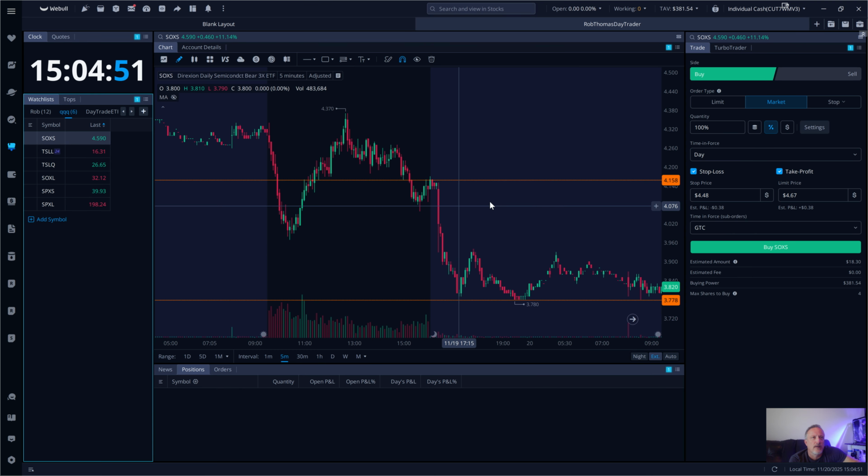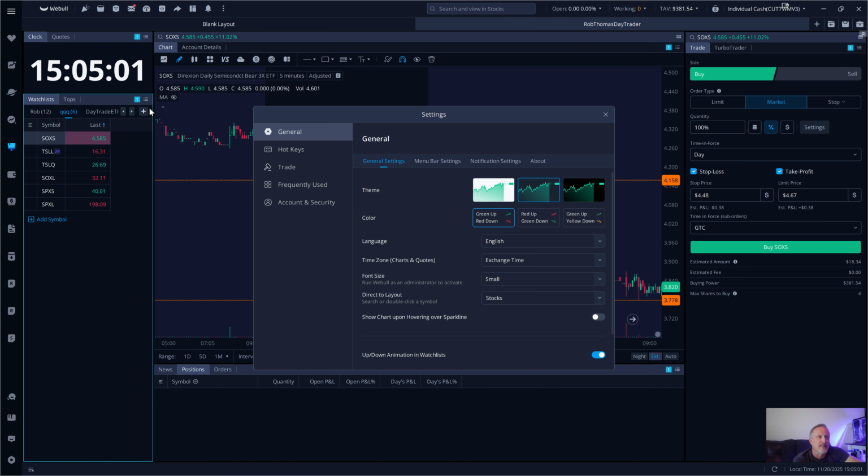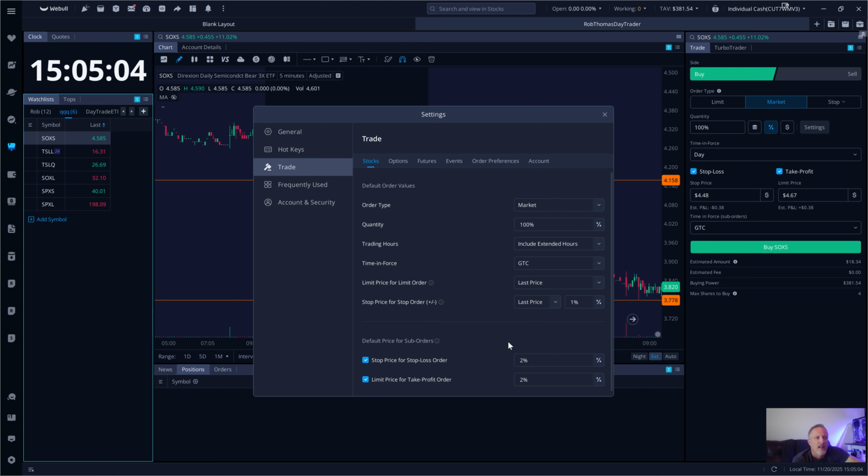So you're in the pre-market right now, you have your low, you have your highs. It's a few minutes before market open and you're getting ready to day trade, right? Before you start, go to your settings over here, click on trade, and then down here make sure you click stop loss and take profit. You can change this to whatever you like. I usually do 2% and 2%, and then I can adjust my stop and take profit according to how the trade's going.